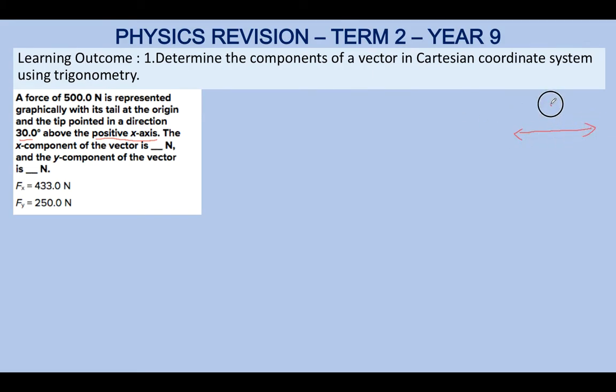So we have all the four quadrants. So you have positive x-axis to be here. This is y. This will be negative x and negative y, right? So keeping this in mind, it says 500 Newton is represented graphically with the tail at the origin. So this is the origin, right? So we have the tail there.